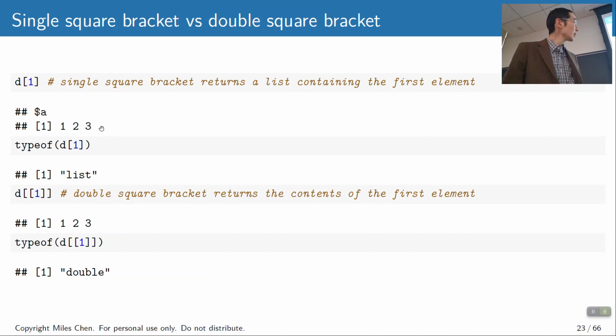And so anyway, single square bracket always returns a list, whereas if you want that vector, you use the double square bracket. Double square bracket 1 gives you that vector 1, 2, 3, and you ask, what's the type of this? And it says, oh yeah, this is a type double vector.